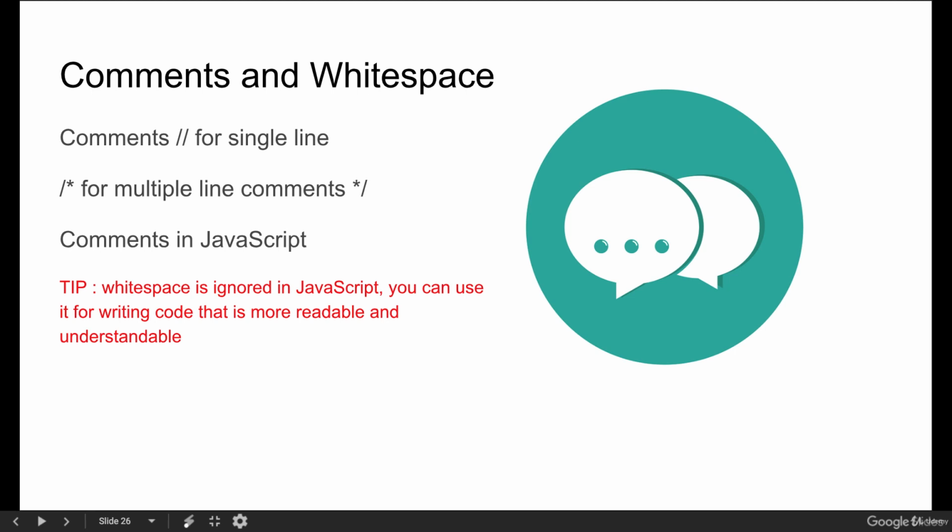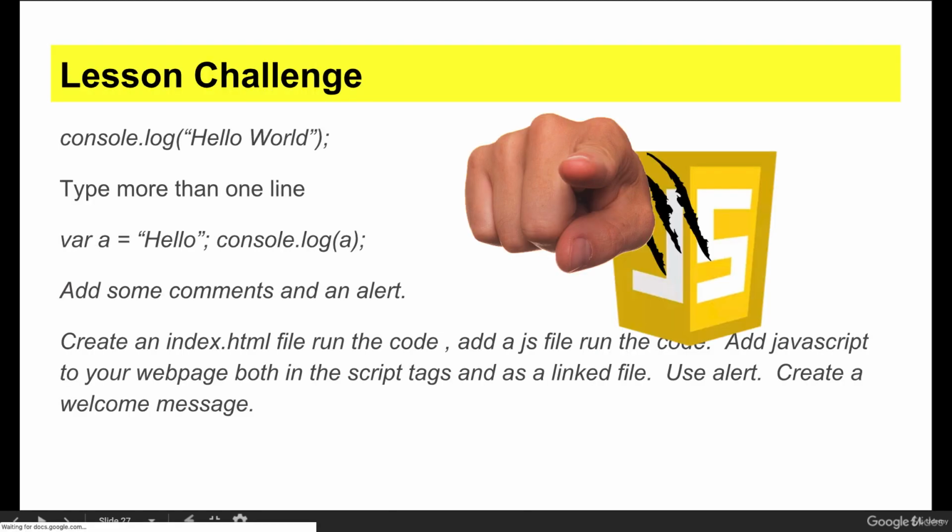Whitespace is ignored in JavaScript, so you can type whitespace, and the reason for adding in whitespace, again, is to make it more readable. So the challenge for this lesson is to add comments, and you can go ahead and create a variable, as we saw before, using a variable name of A, and giving a value to that variable within the quotes, and you can console log that out, and then also add in some comments.